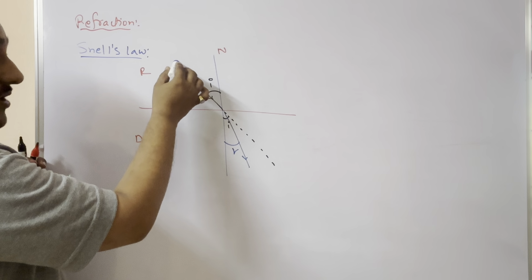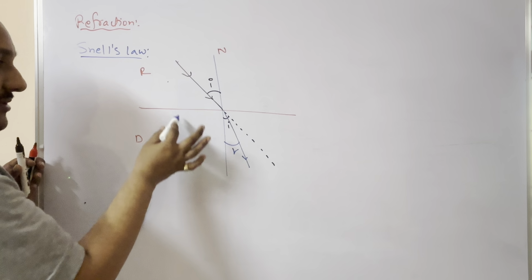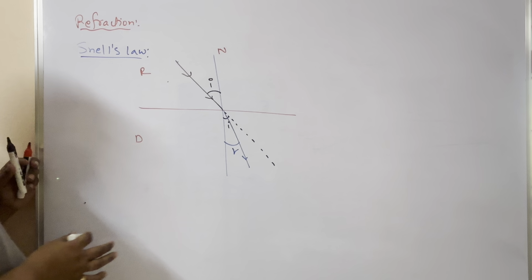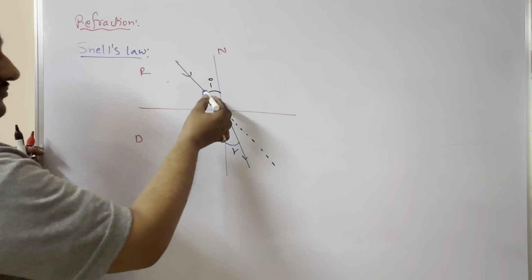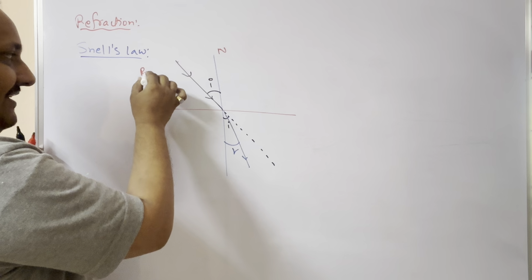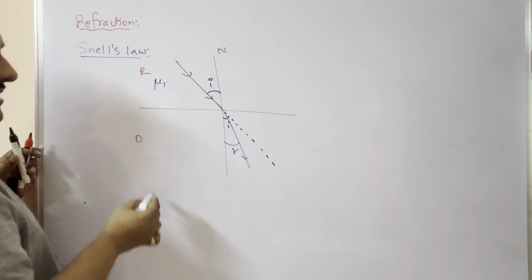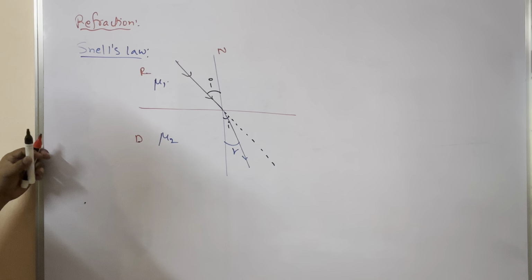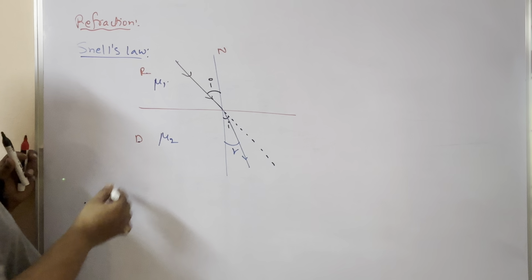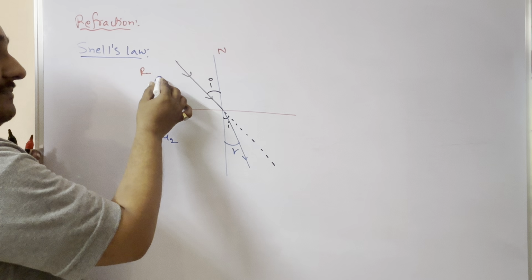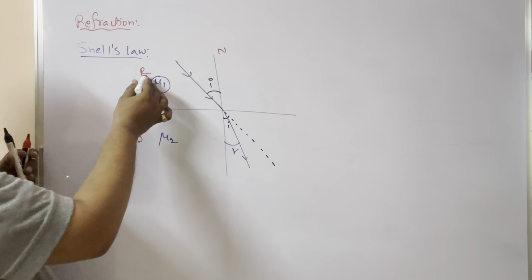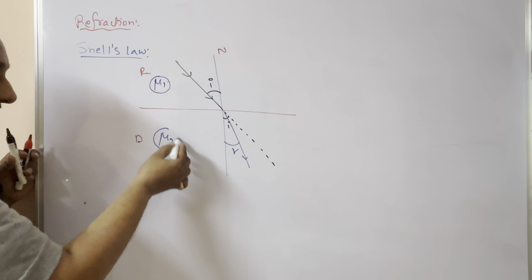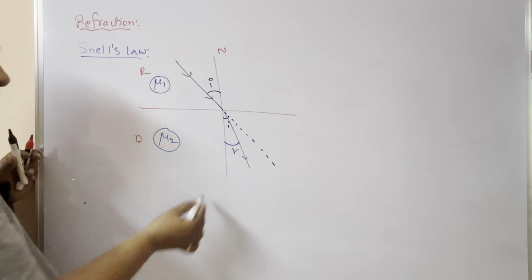Next, what will be changed whenever light passes from one medium to another medium, and what is Snell's law? We will see now. The refractive index of the rarer medium, let us assume, is mu1. The refractive index of the denser medium is going to be mu2. So Snell's law says the product of the refractive index of the first medium and sine of the angle of incidence, equals the product of the refractive index of the second medium and sine of the angle of refraction.